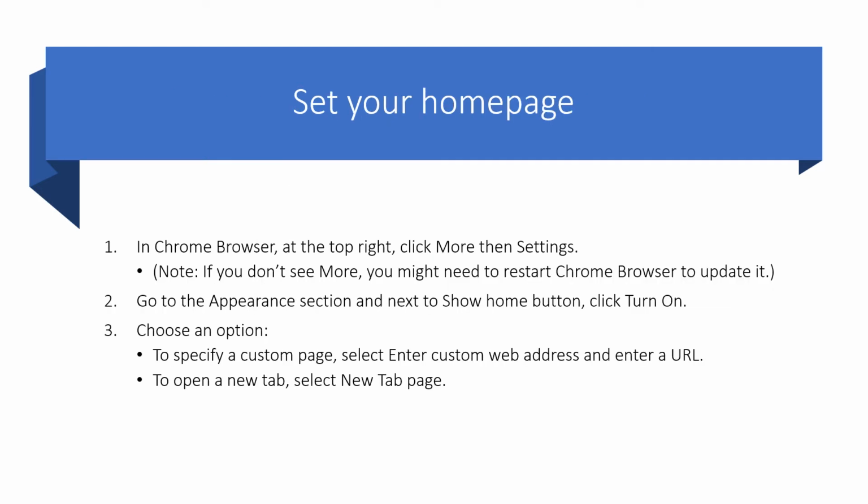Set your home page. In Chrome browser, at the top right, click More then Settings. Note, if you don't see More, you might need to restart Chrome browser to update it.